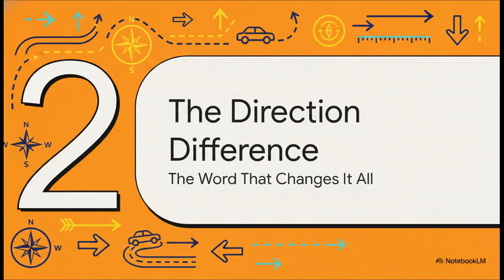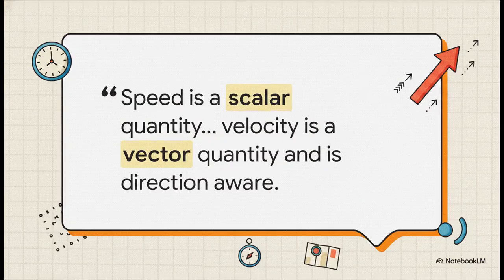Okay, so speed is just how fast. Seems simple enough. So what is the big deal with velocity? Well, it turns out the whole thing hinges on just one extra word, one extra piece of information. And this right here, this is the absolute key to everything. Now, I know what you're thinking. What on earth do scalar and vector mean? Don't worry, it's simpler than it sounds.